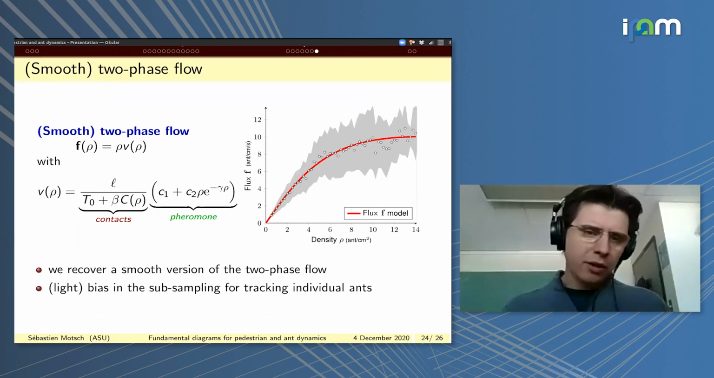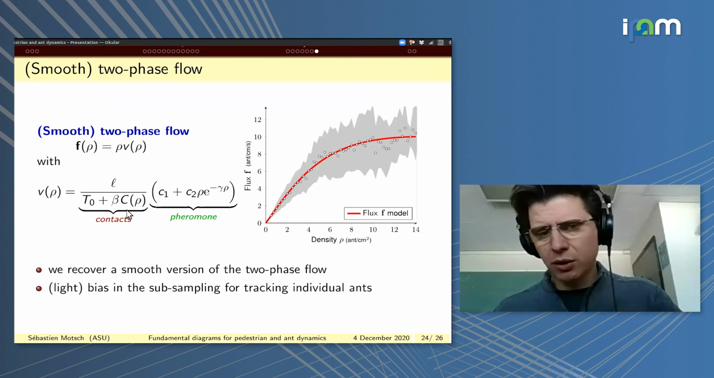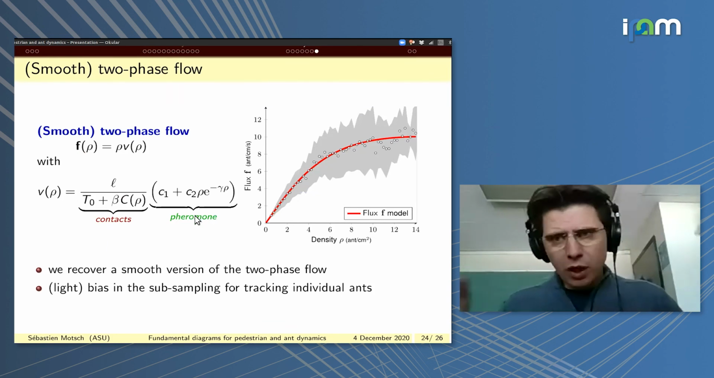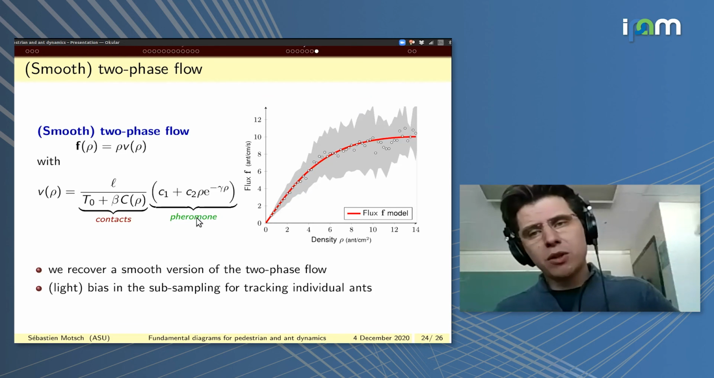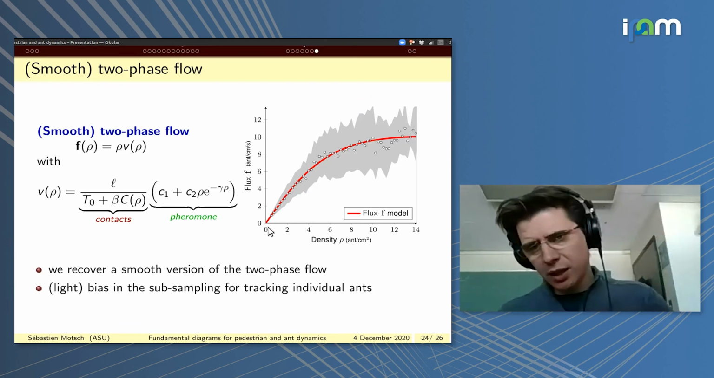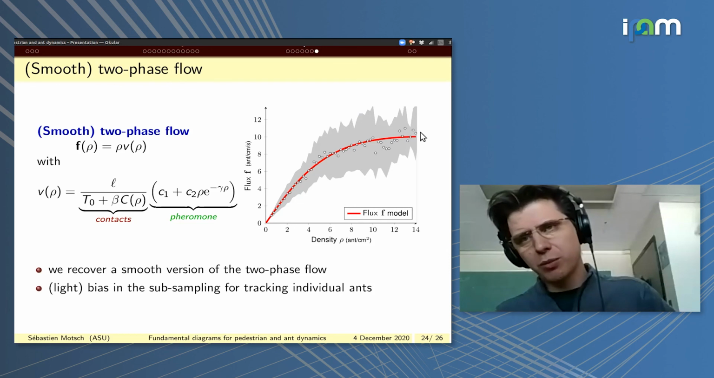You combine that, put that into some formula for your velocity. So contacts decrease the speed, but pheromone, if you want, increases the speed initially. Combine that, do some fitting, and what you get at the end is that you recover this almost two-phase flow, though it's not as good as what I showed before.